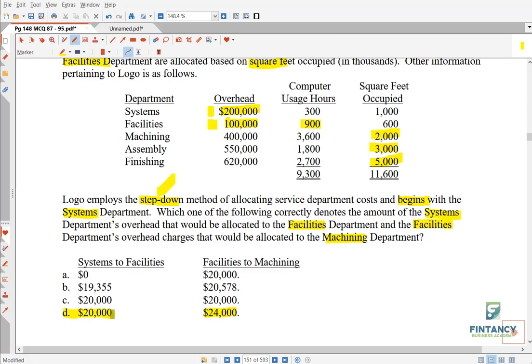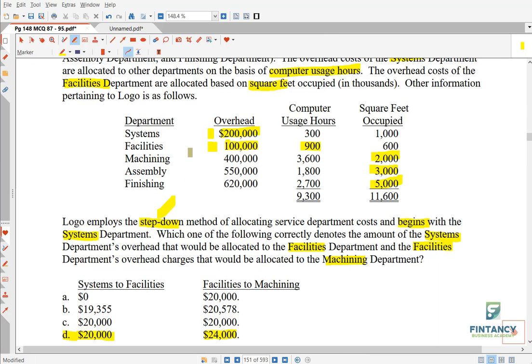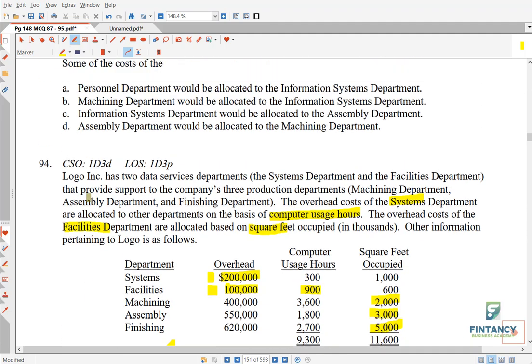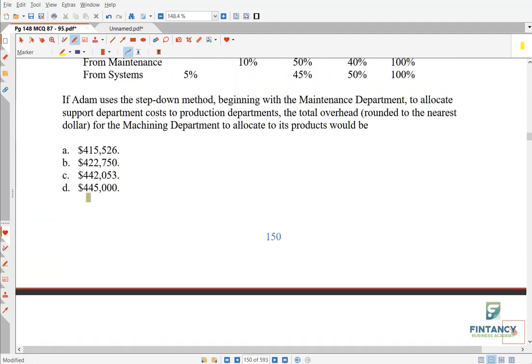Okay. So like this, they can ask you questions. They will either give you step down, direct or reciprocal, and then they will ask you these types of MCQs. We have already done most of them, so you can do the remaining and it will be okay with you, inshallah. Okay. If you have any question, you can ask me, no problem.